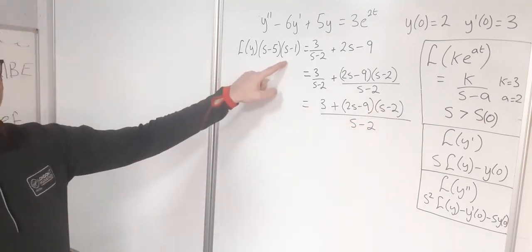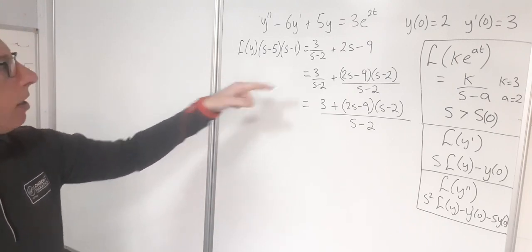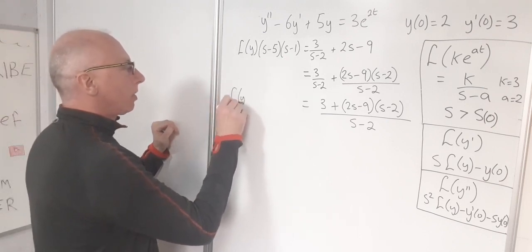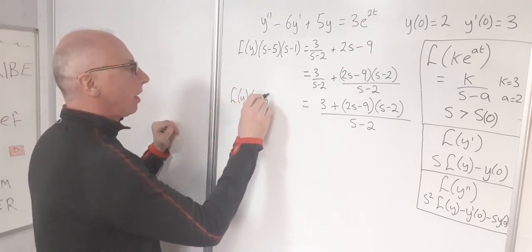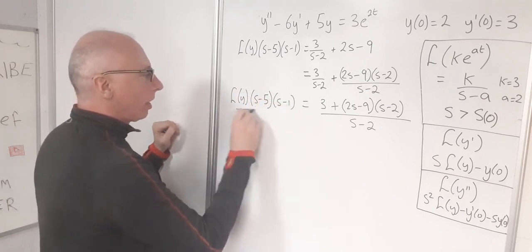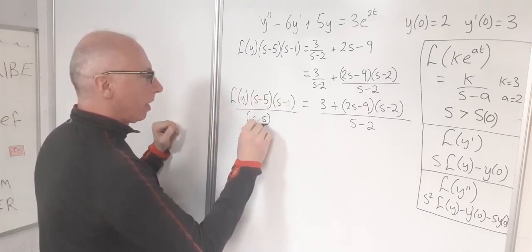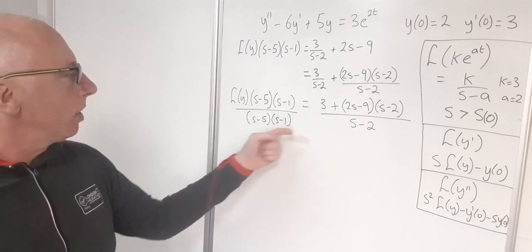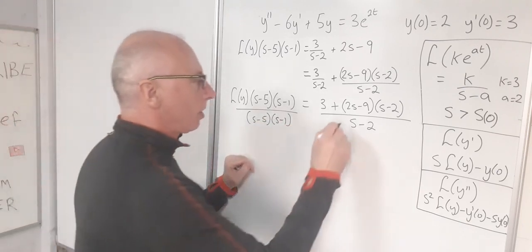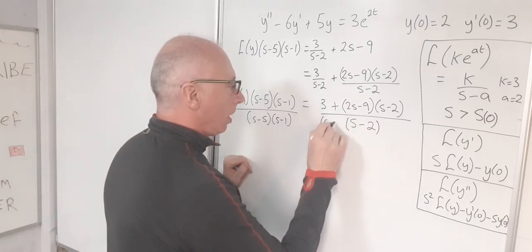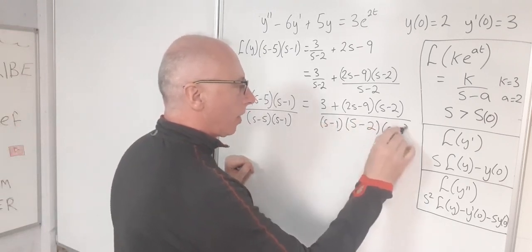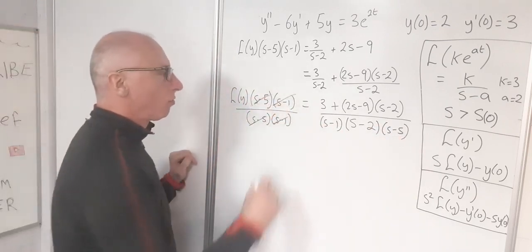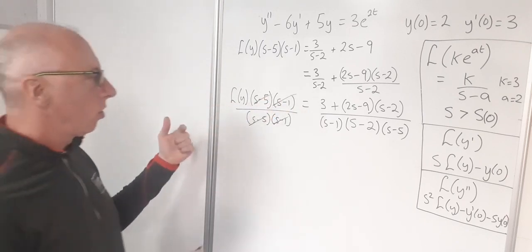Okay, so now what I can do here, divide both sides by this s minus 5, s minus 1. So let's just write this up here. So Laplace of y, s minus 5, s minus 1, divided by s minus 5, s minus 1. So now I'm going to do the same on this side. So now what I'll do is I can just write s minus 5, s minus 1 with these as well. So I'll just put those in here. That way then I haven't changed anything yet. So now these will cancel out, which is really handy. And now I've got Laplace of y all on its own.